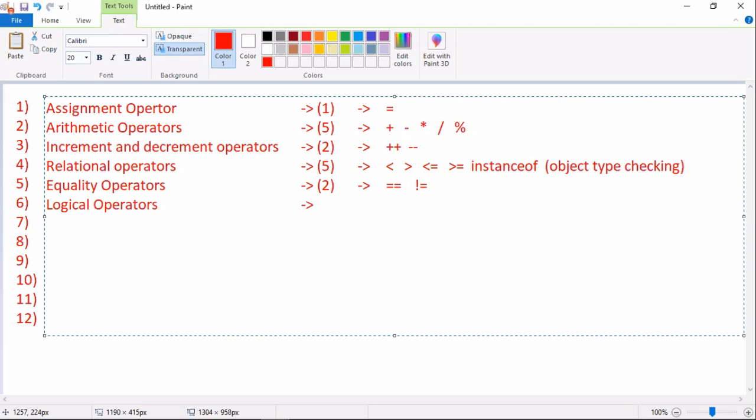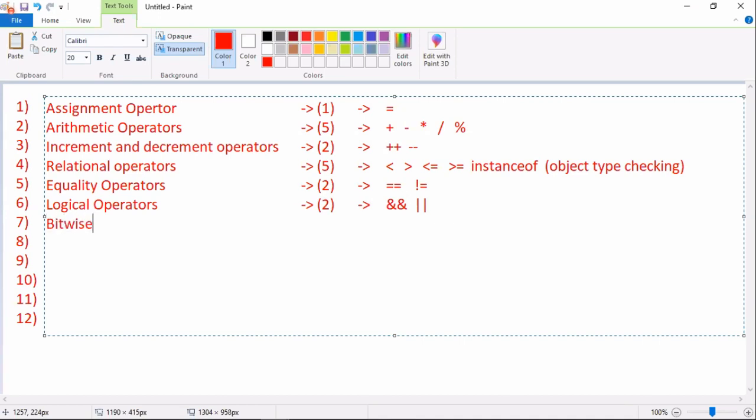Then next, logical operators. How many logical operators do we have? What are the logical operators? Double and, double or. We have two logical operators.